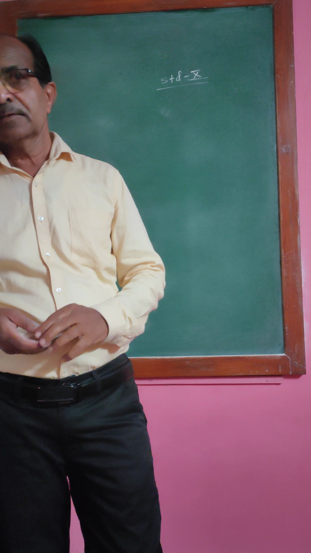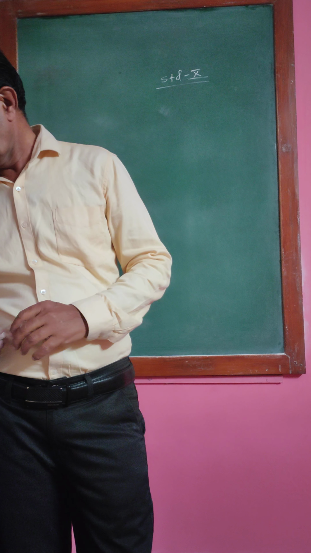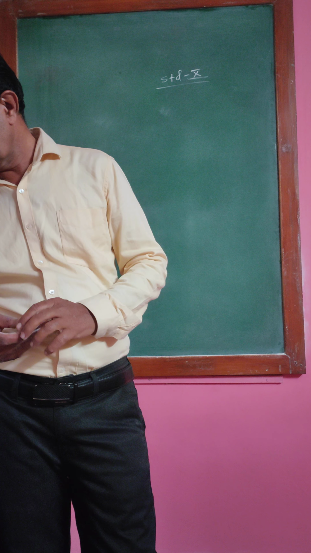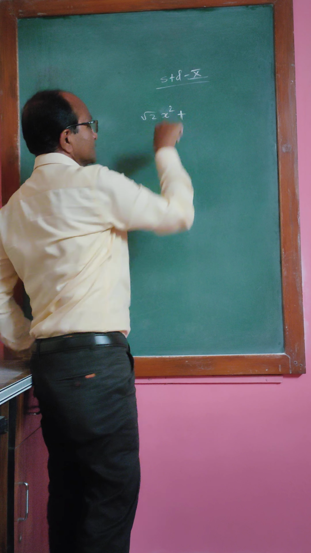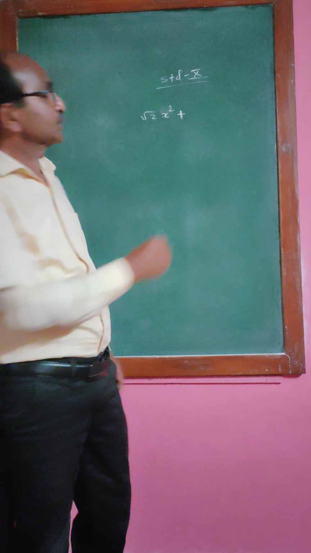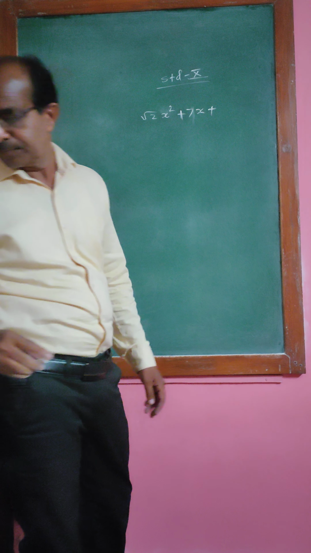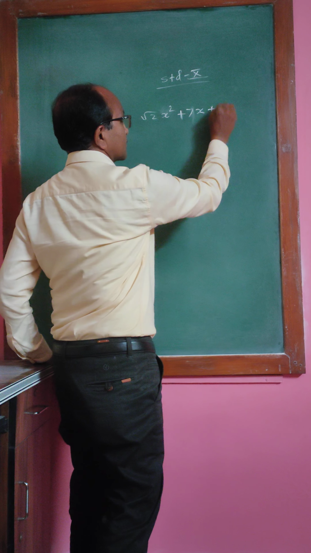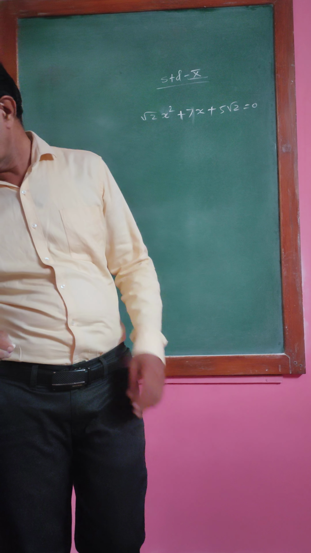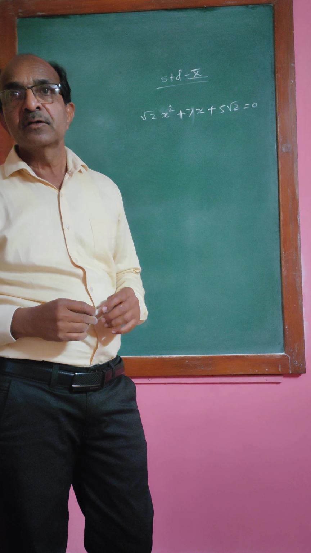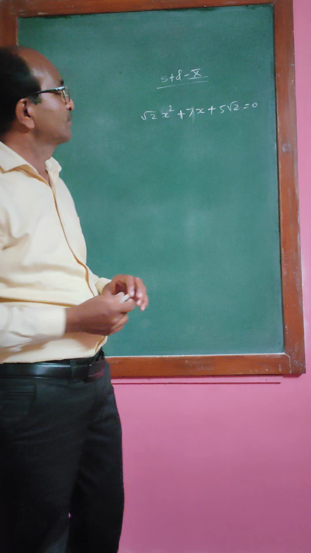Standard 10, some most important examples for the board exam we have to solve today. First example: root 2 x square plus 7x plus 5 root 2 equal to 0. A quadratic equation is given. We have to find the roots of the given quadratic equation by the factorization method.